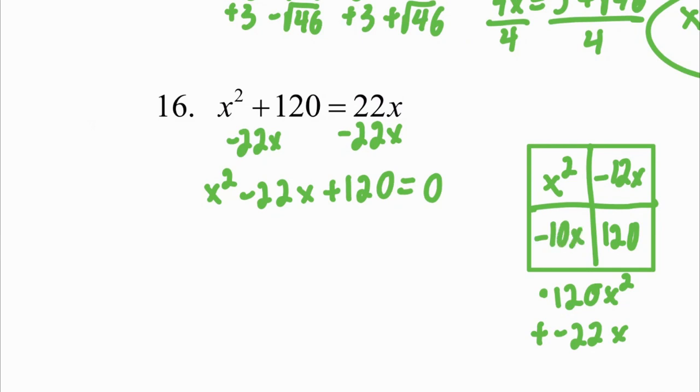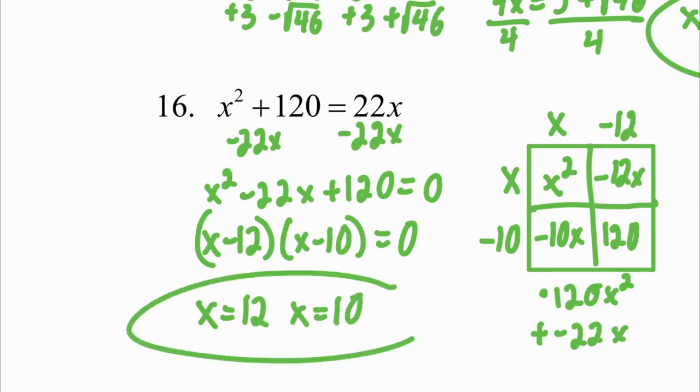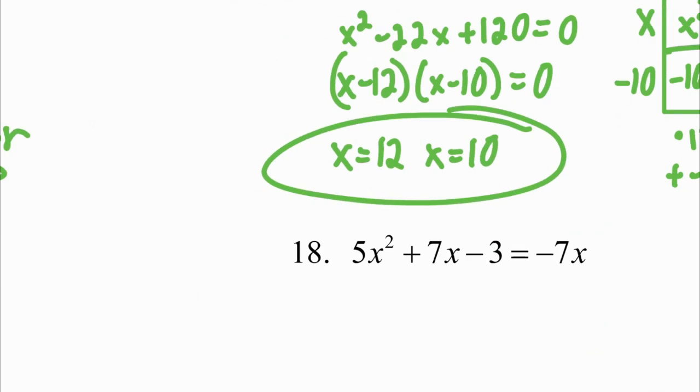So out of the first column, I can take out an x. Out of the second column, I can take out a negative 12. Out of the first row, I can take out an x. And out of the second row, I can take out a negative 10. So we should get that x equals 12 and x equals 10. Alrighty.